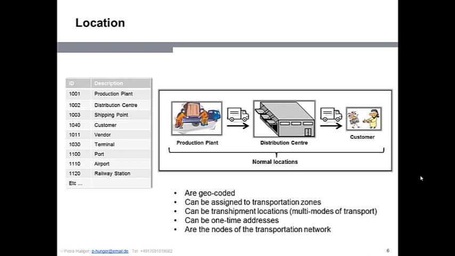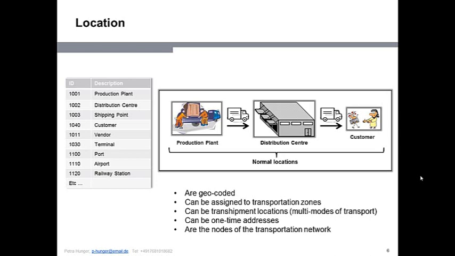Our next subjects are locations. Location can be all types, as shown in the table and more: production plant, distribution center, shipping point, customer, vendor, terminal, port, airport, railway station. They contain geocoding data to enable distance calculation and track and trace, and we see more about this in later slides. They can be assigned to transportation zones. We will also see more about transportation zones, and this allows planning with different zones using the optimizer.